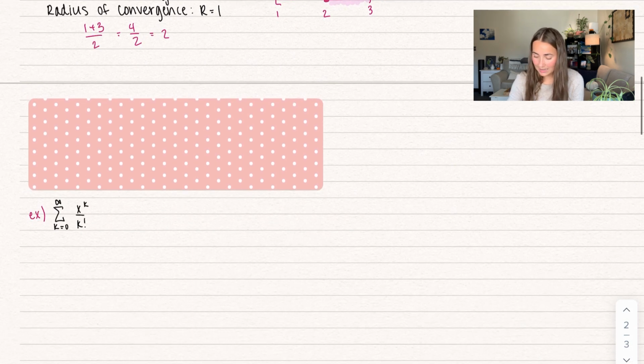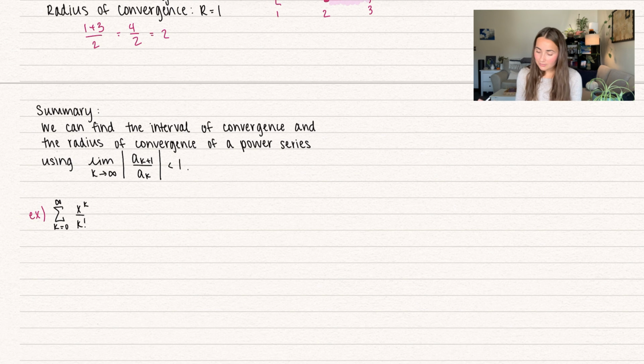So let's go ahead and see a summary of all that information we just talked about. We can find the interval of convergence and the radius of convergence of a power series by using the ratio test. So we're going to take the limit as k approaches infinity of a sub k plus 1 divided by a sub k, and we want that to be less than 1. So we're going to find all of the x values that make this true. Do not forget you also need to check your endpoints because they could still converge at one of the endpoints or maybe both of the endpoints.